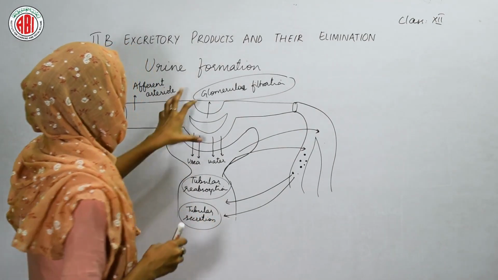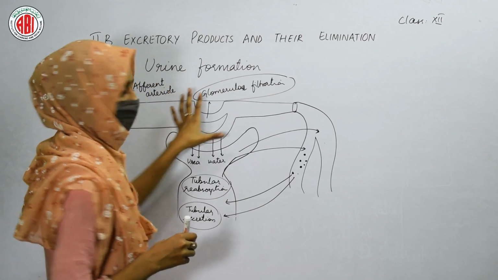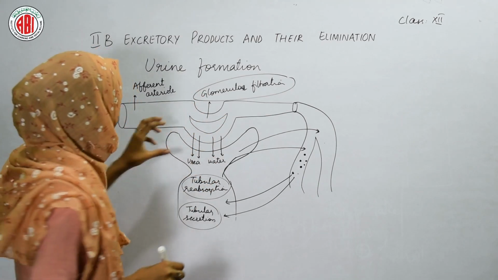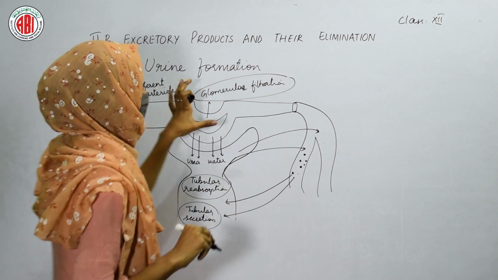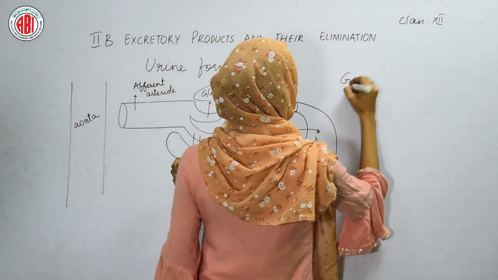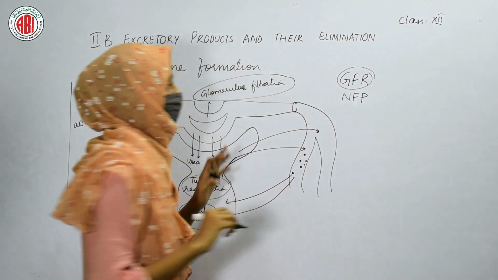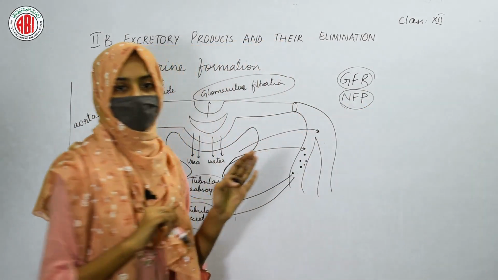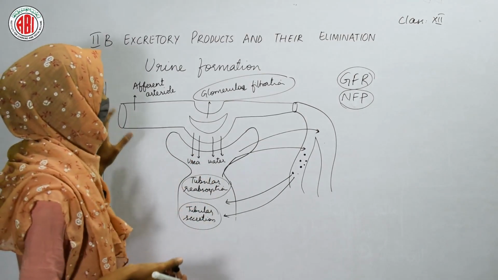This is due to the ultrafiltration that happens in the glomerulus. Once the ultrafiltration occurs in the glomerulus, the filtrate is transferred to the Bowman's capsule, after which tubular reabsorption and tubular secretion happen. Now, during the process of ultrafiltration, we have already seen the different terms like GFR and NFP. GFR stands for glomerular filtration rate, and NFP is the net filtration pressure that we discussed in the last session while talking about ultrafiltration.